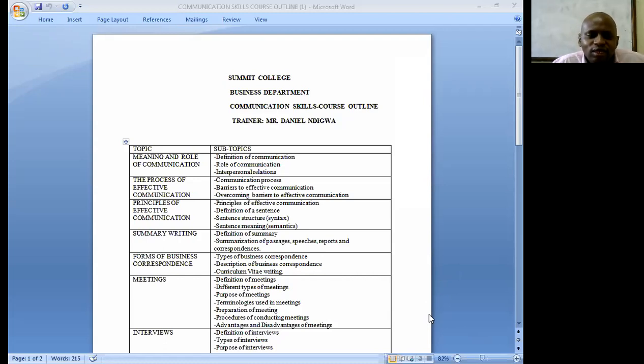Then our third topic will be the principles of effective communication. When we talk about communication, what are some of the principles that you need to understand? It is very critical that for effective communication to take place, there are some principles that you have to follow to ensure that your communication is effective. We shall also define what a sentence is, and when you're writing a sentence, what are some of the issues? What are some of the structures?